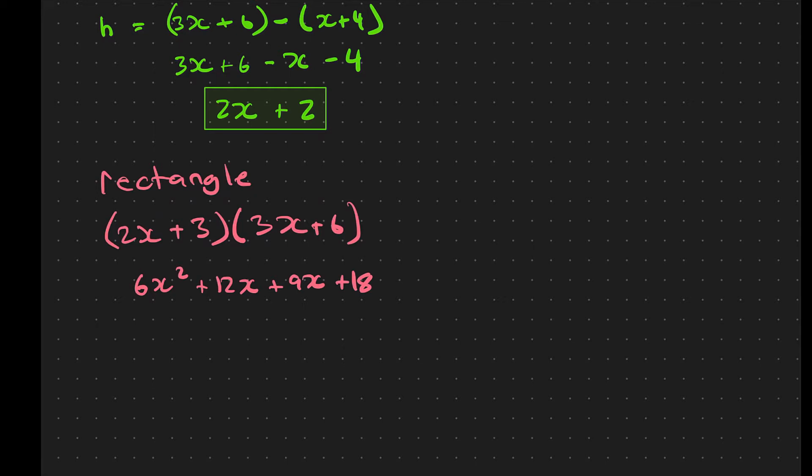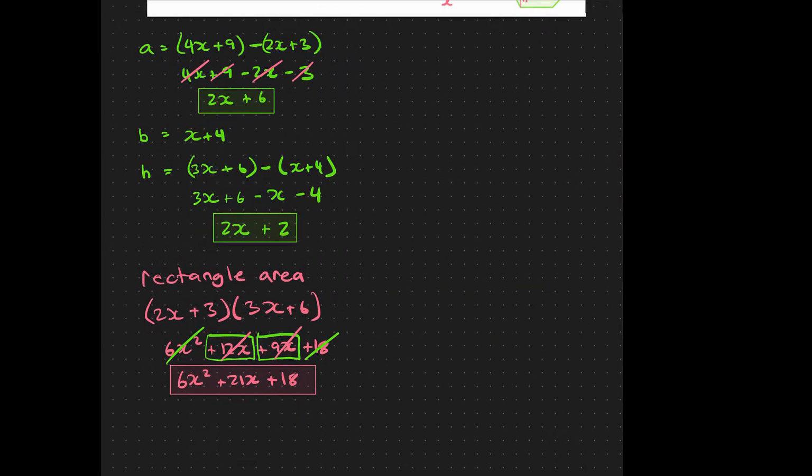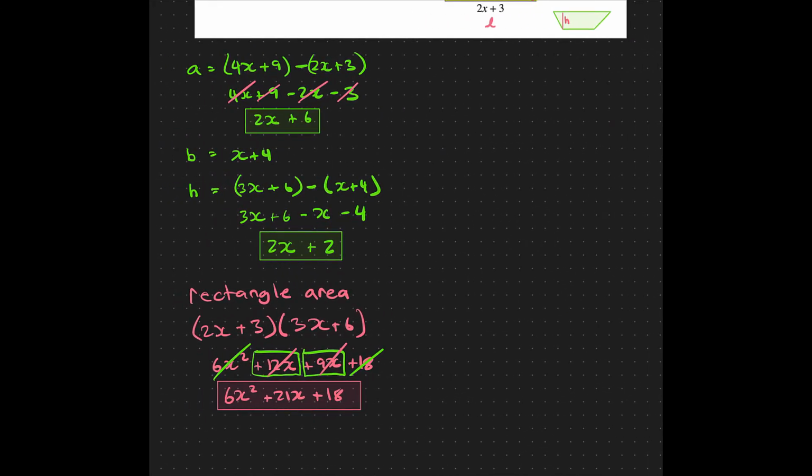Okay, at this point, I need to gather all my like terms and put it in descending order. So I have 6x squared, those are gone. You can see right here I've got a positive 12x and a positive 9x, giving us a total of positive 21x, and those are gone. And finally, I've got a positive 18, and done. So this one right here is the area of the rectangle.